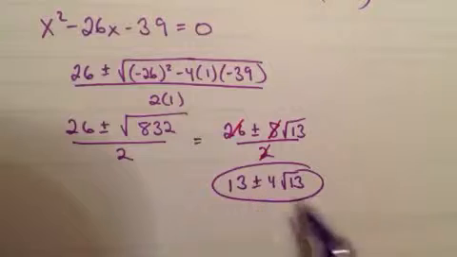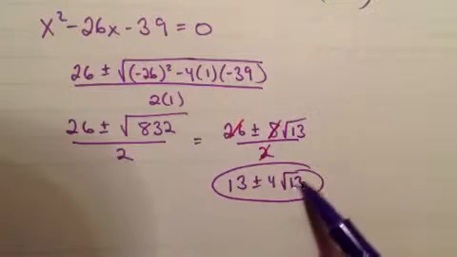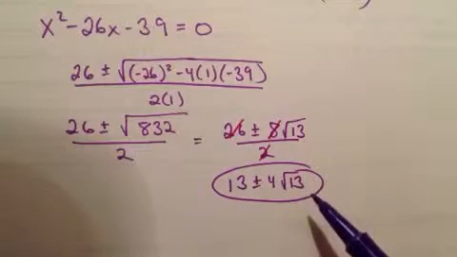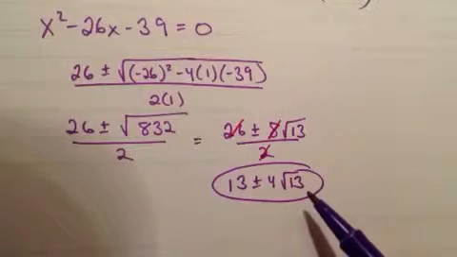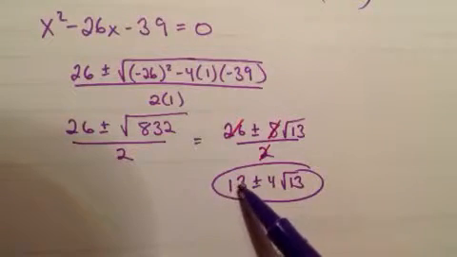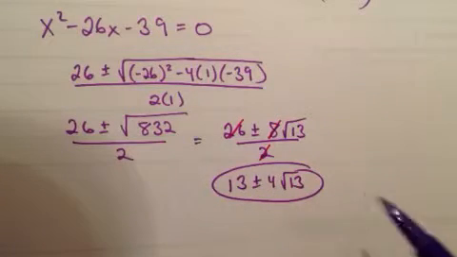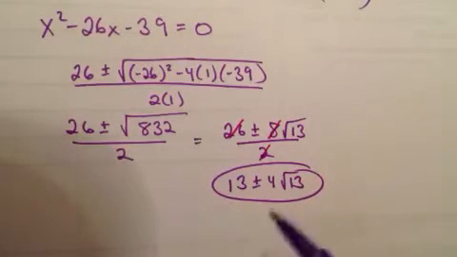The only time that you want to split it up into 2 separate answers is if this square root works out perfectly. So if you have a perfect square root of 25, square root of 16, then you want to go ahead and add 13 plus that number and 13 minus whatever that number is. But otherwise, just leave your answer like this.